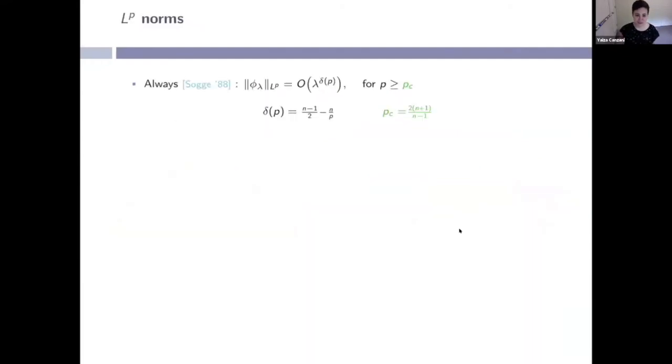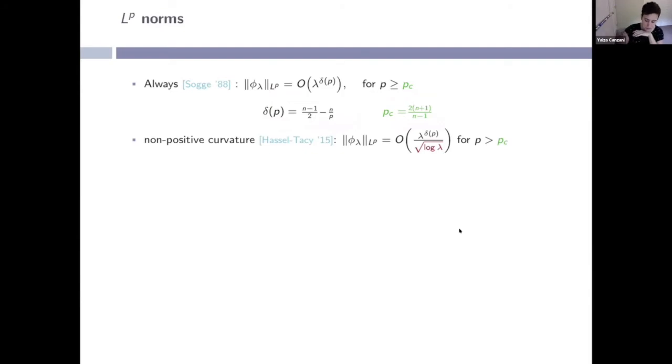For LP norms, as I was saying, we have the Sogge bound. What it says is that the LP norm of an eigenfunction is controlled by lambda to the delta of p. Delta of p is just a function of both n and p. The shape that this function takes, if you're above the critical exponent, is exactly this that I'm showing. The critical exponent is this value here, and there have been improvements on this due to Hassell and Tacy in non-positive curvature. They get a square root log lambda improvement as long as you stay above the critical exponent.